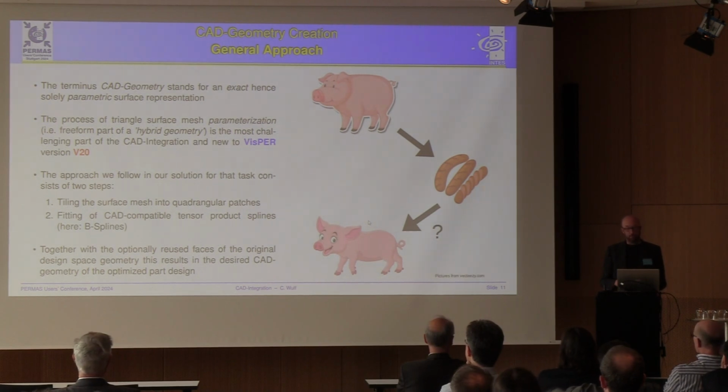The approach we follow for this in our solution consists of two steps. The first step is that we tile the surface mesh into quadrangular patches, and then we use these quad patches to fit CAD-compatible tensor product splines, which in our case are B-splines. Then, together with the reused faces of the original design space geometry, this results in the desired CAD geometry of the optimized part design.